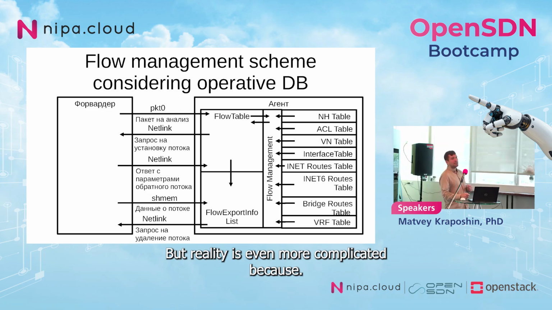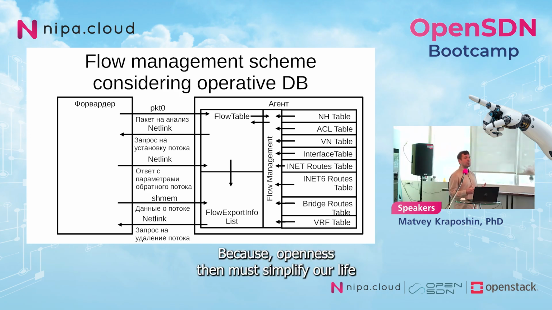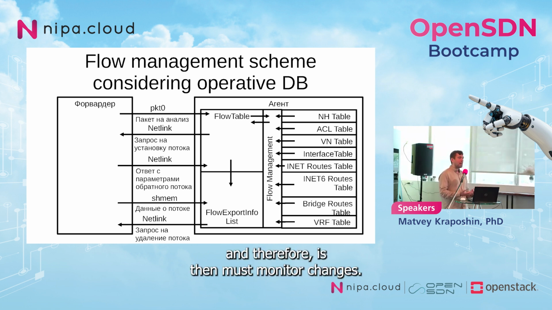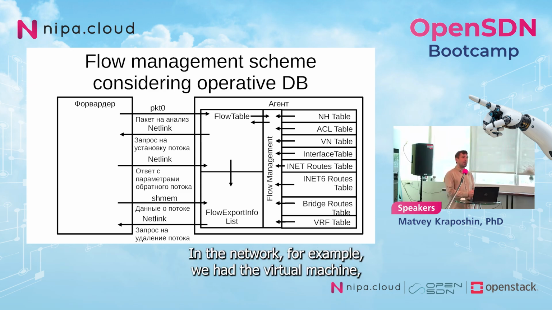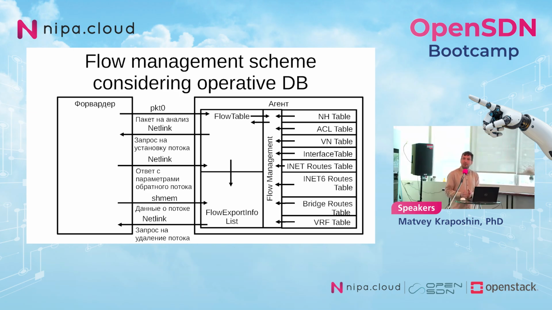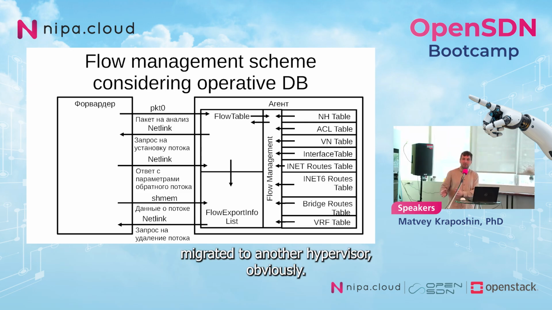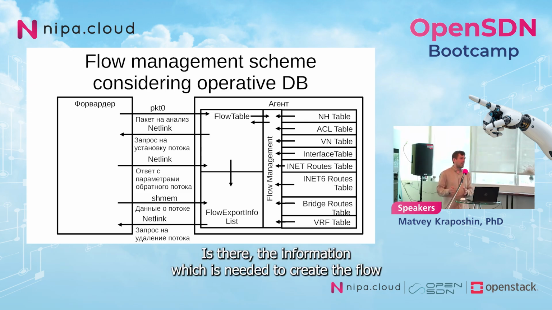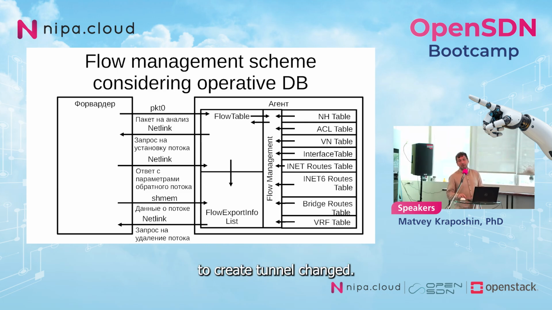But reality is even more complicated, because OpenSDN must simplify our life, and therefore SDN must monitor changes in the network. For example, we had a virtual machine which resided on one hypervisor, and then this virtual machine migrated to another hypervisor. Obviously, the information which is needed to create a flow, to create tunnel, changed. And therefore, we have to update this flow.